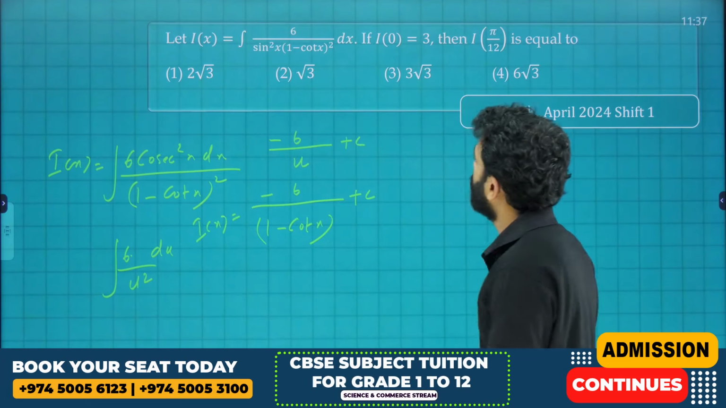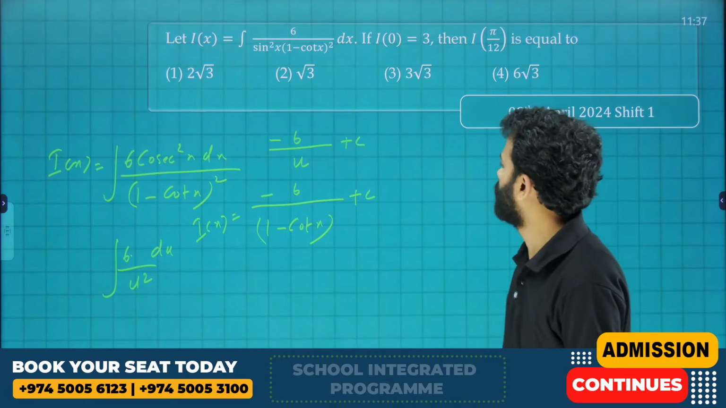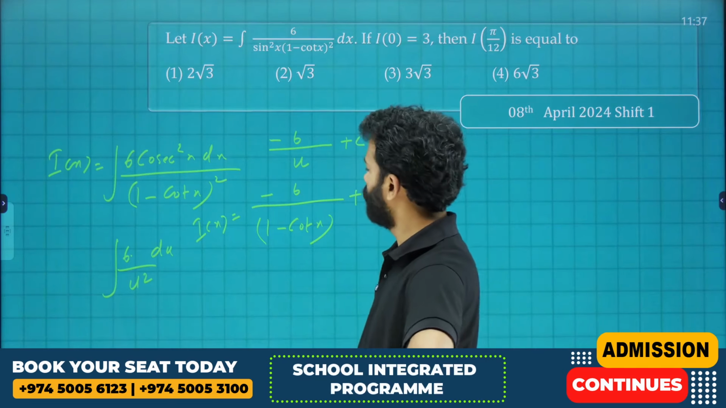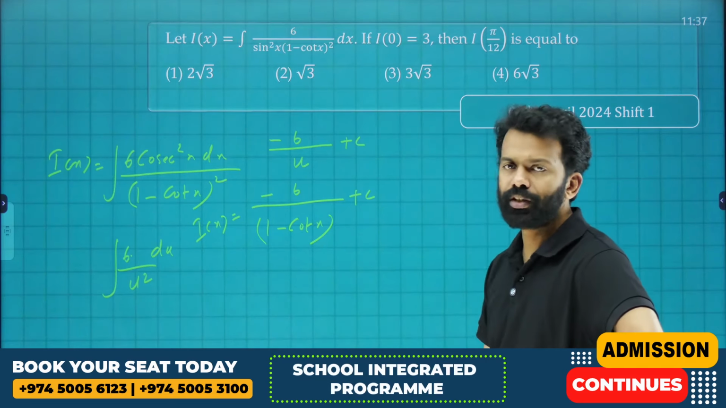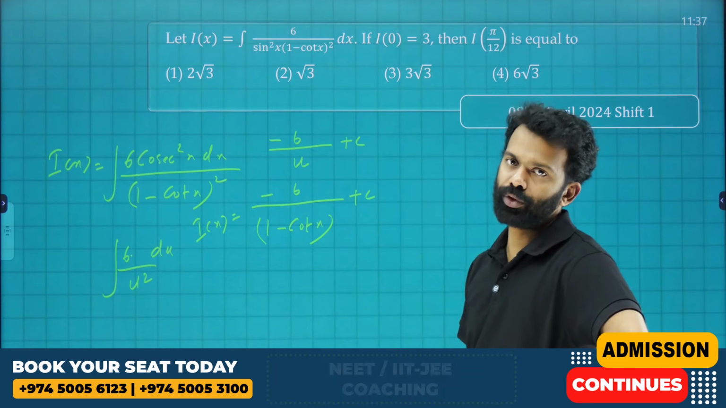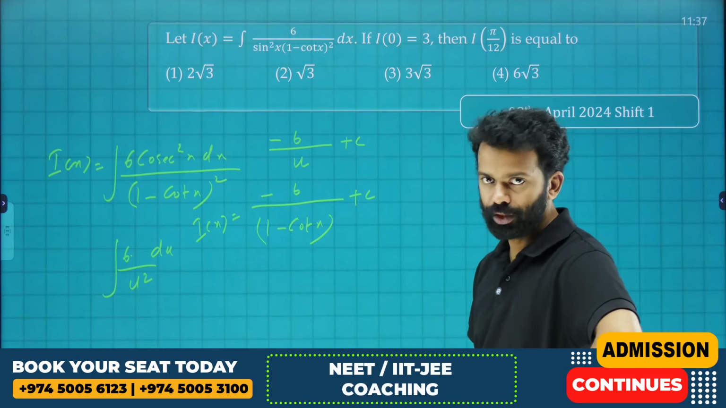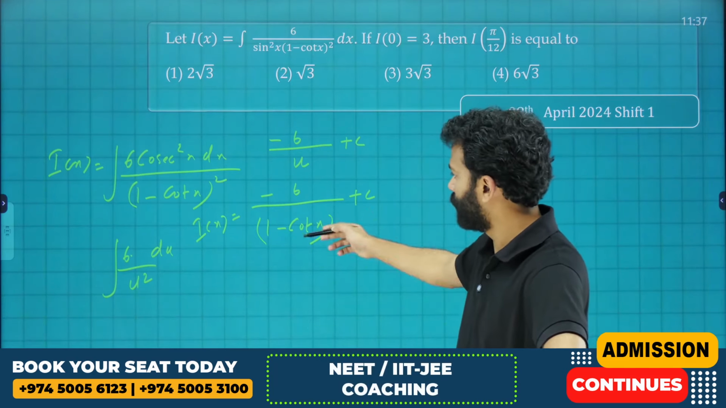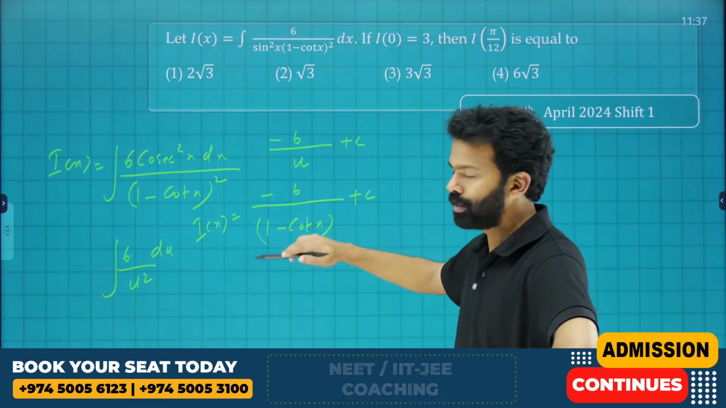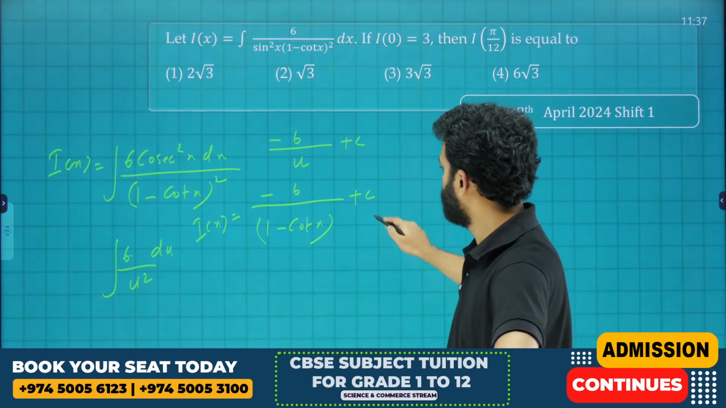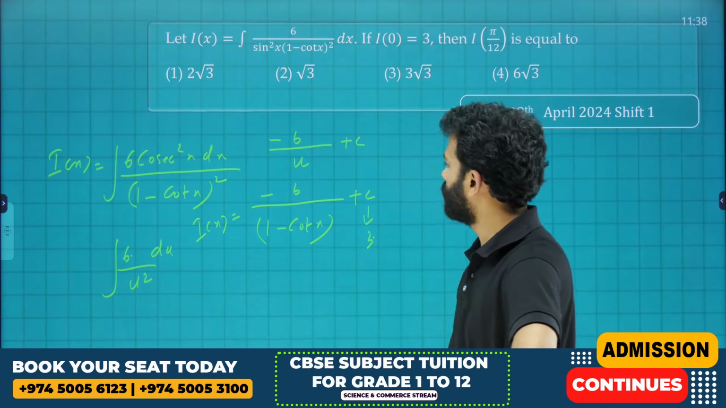Okay, so you know that I of 0 is equal to 3, right? What is the meaning of I of 0? Therefore, we need to substitute 0 here as well. What is cot 0? Cot 0 is cos 0 by sin 0, its value is approaching infinity. Therefore, this becomes 1 by infinity, which becomes 0. Therefore, what is the value of c? C is equal to 3. We can directly write c is equal to 3.